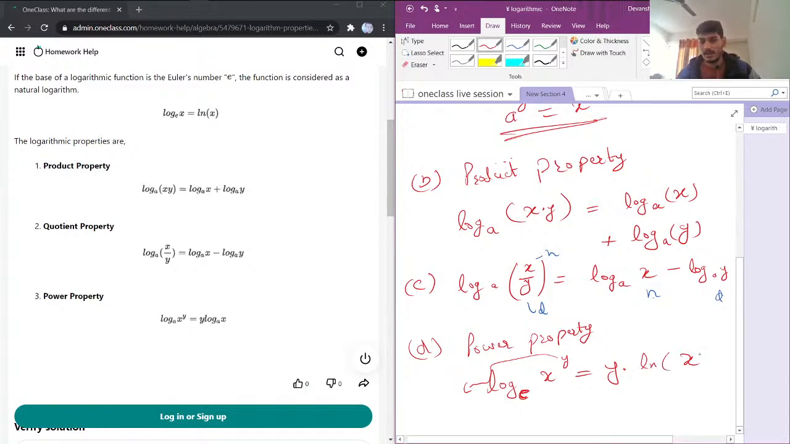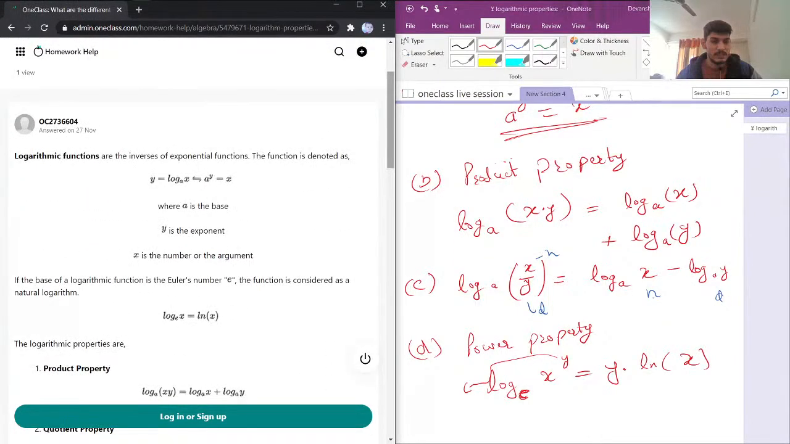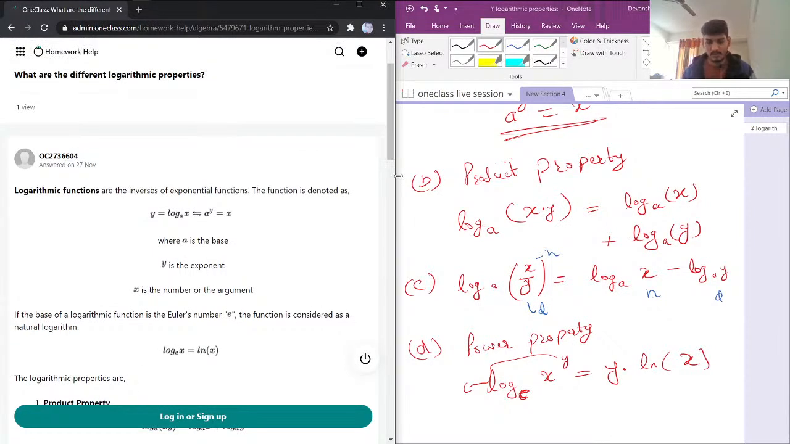Okay, and this is pretty much given. Let me just cross check. There is one more property of log.